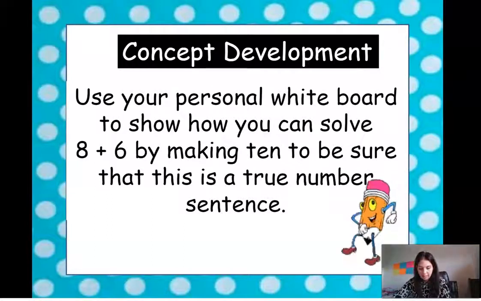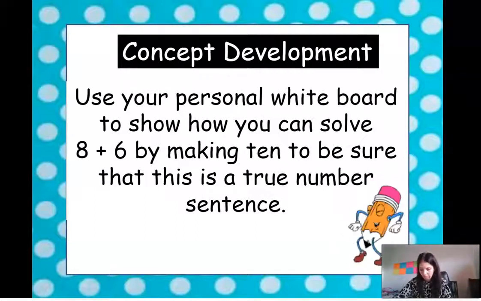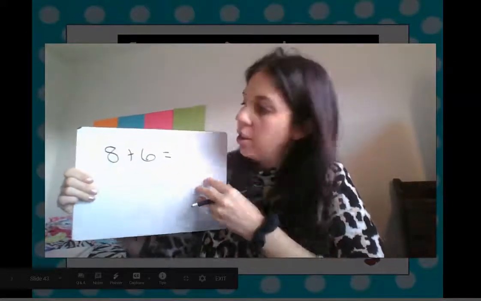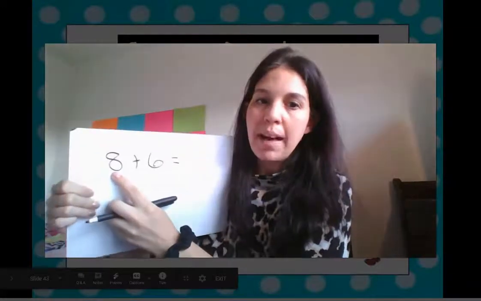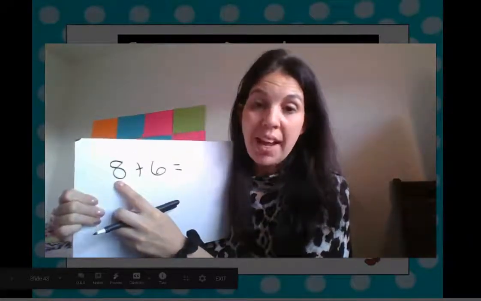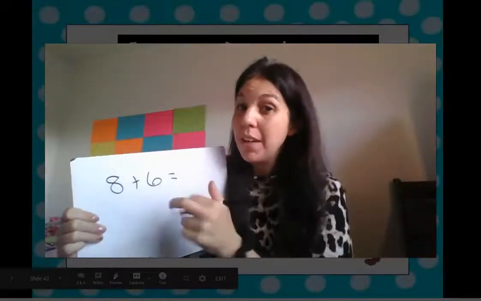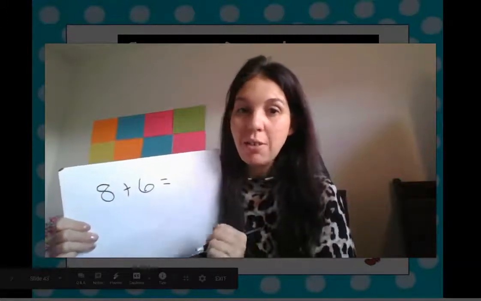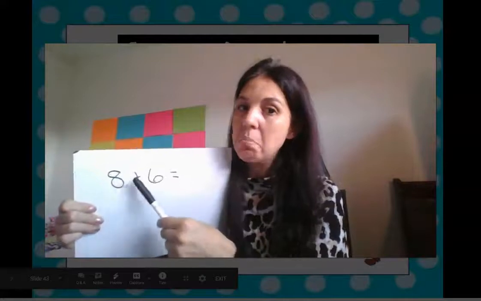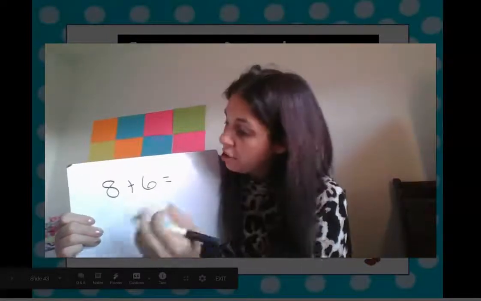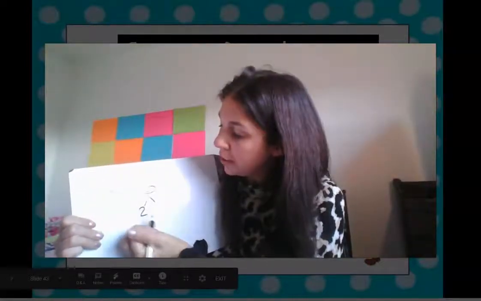Are you working on it? The first thing is you're going to start with your 8, and you want to think about how many more do I need to get to 10? Because we want to make it an easy 10. So I think about 8, 9, 10, 2 more. If you know 8 plus 2 equals 10, then you're on the right track. If you don't, then you can say 8, and you can count up from 8 to see how many more you need to get to 10. So we need 2 more, which means that we're going to do a 2 here.